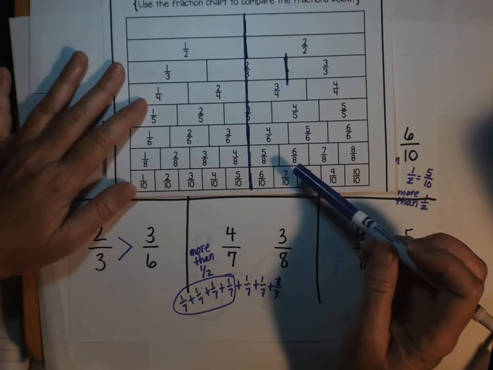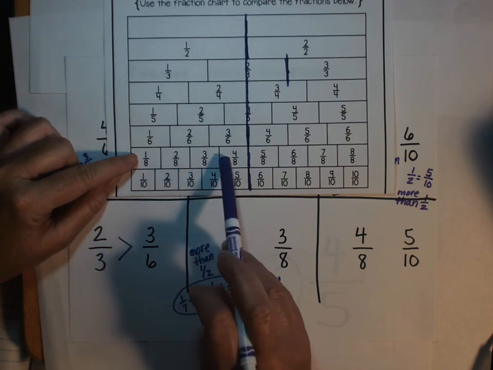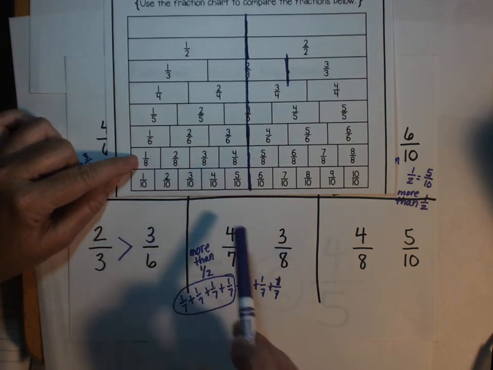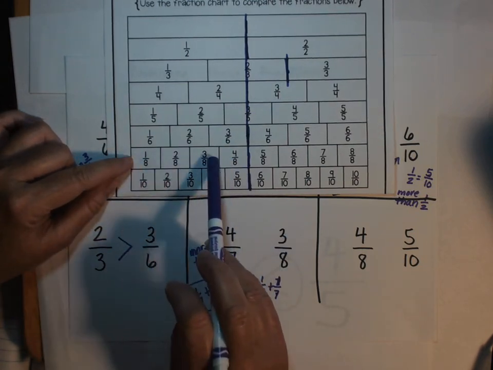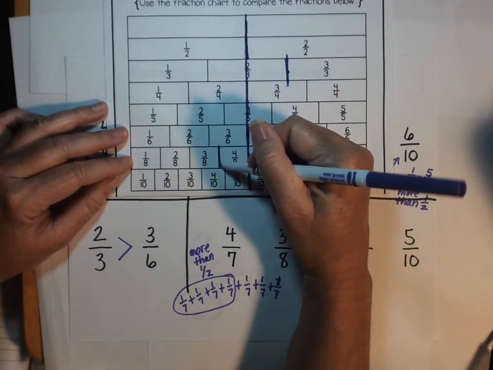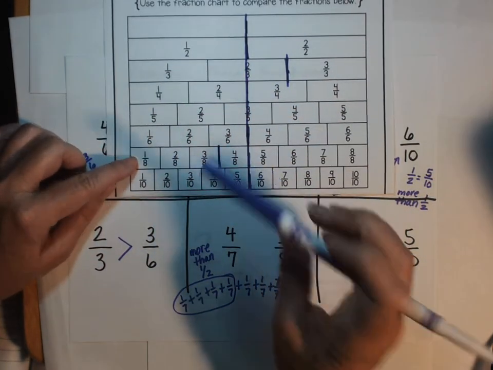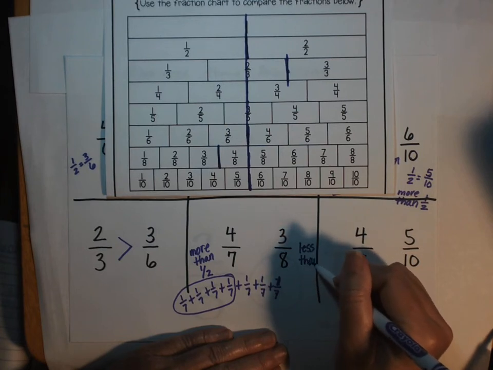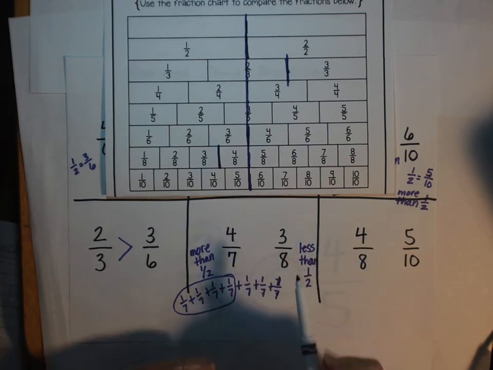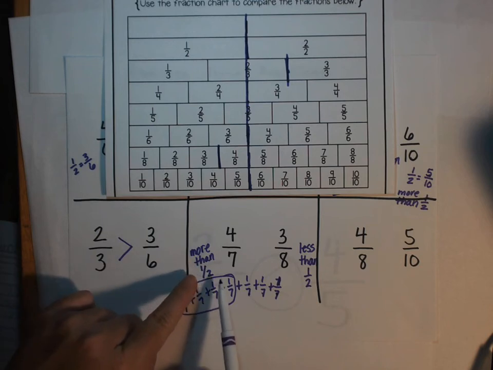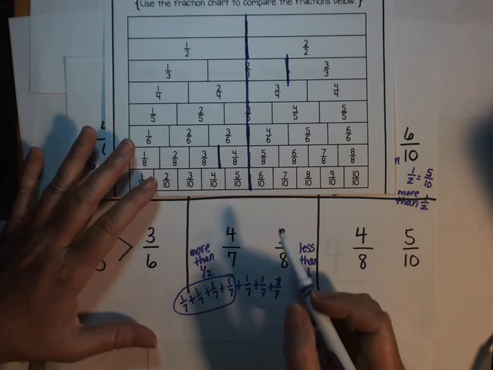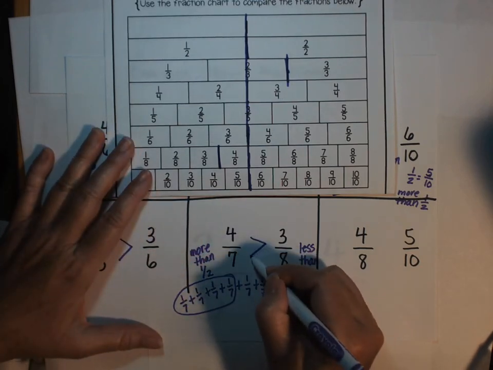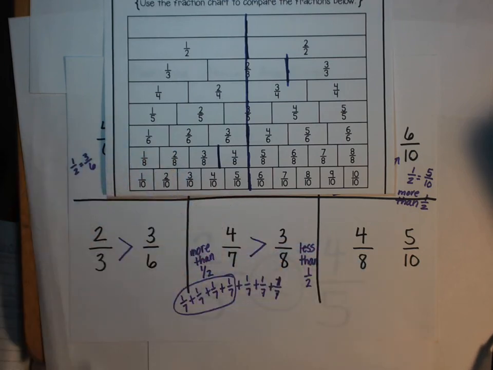3/8 is going to be on the chart. Here's my 8s. 3/8 is 1/8, 2/8, 3/8. Stops right here. And here's 1/2, so this is less than 1/2. So if this is more than 1/2, 4/7, that means it's greater than 3/8, which is less than 1/2.